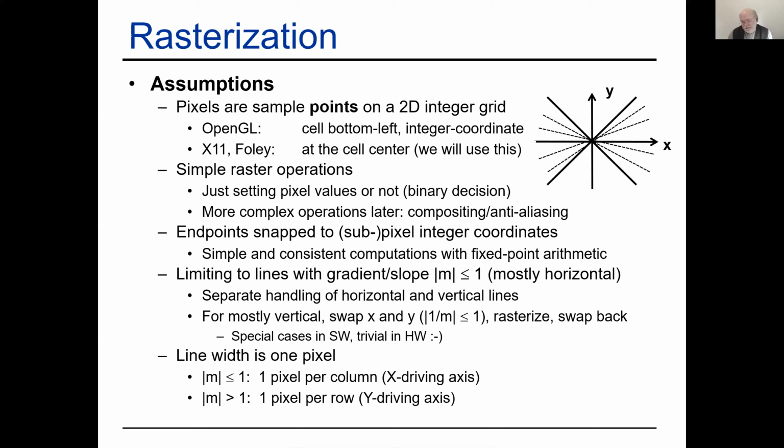And that means for the mostly horizontal lines, there's a single pixel we're setting for each x coordinate, or 1 pixel for mostly vertical lines, where y is the driving axis. There's 1 x pixel that we're setting. Now, at the end we'll also talk about thick lines as generalizations, but we'll get there.